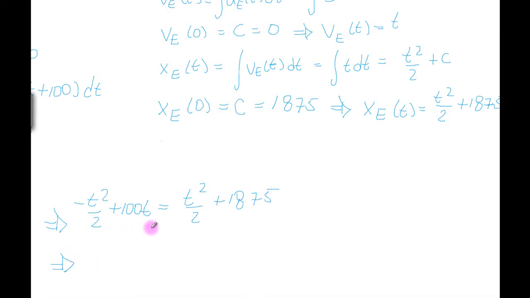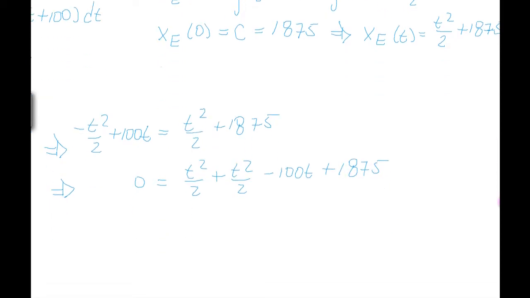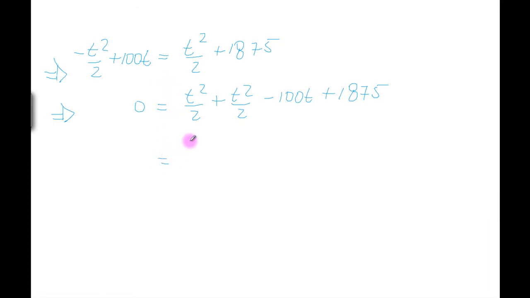Now, once we equate those two equations, we have 0 equals t squared over 2 plus t squared over 2 minus 100t plus 1875, which is just t squared minus 100t plus 1875, which factorizes into (t minus 25) and (t minus 75).